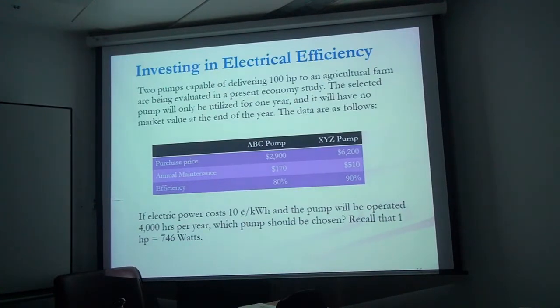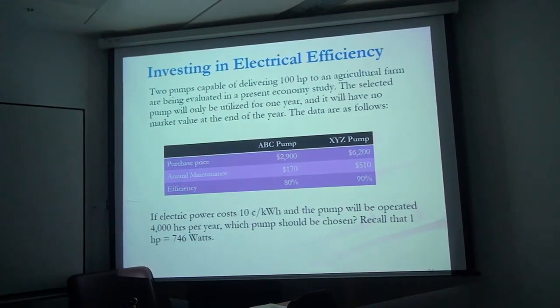So doctor, I'm assuming there is no discount rate. There is no discount rate. We are assuming only 1 year of lifetime, and we are not discounting the cost at this present time. And the 100 horsepower is the output, not the input. Yes, 100 horsepower is the output of these two pumps.